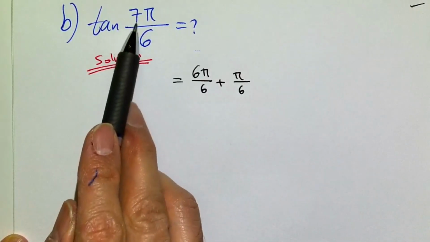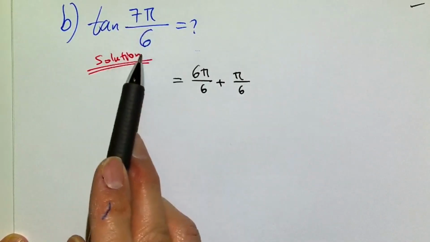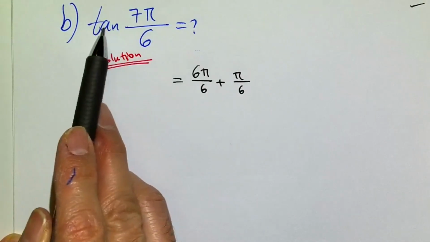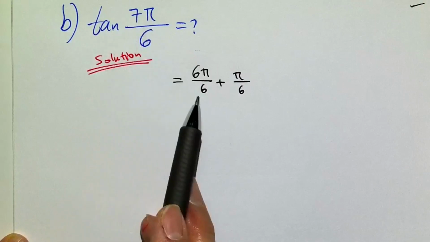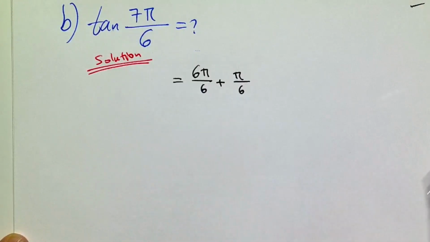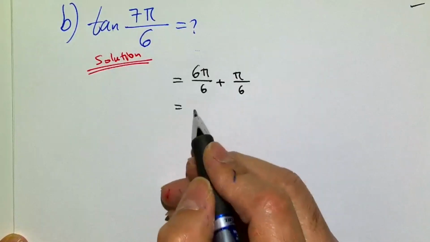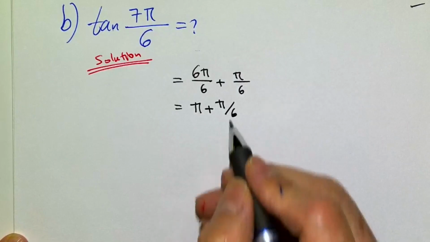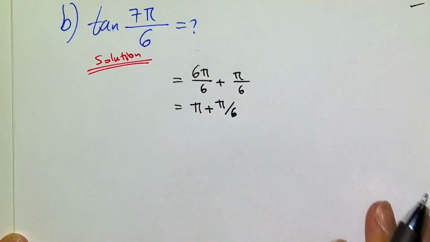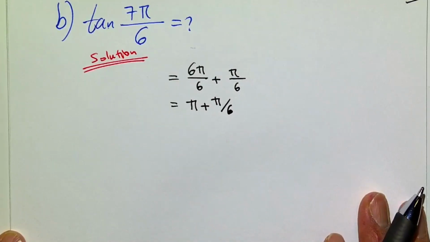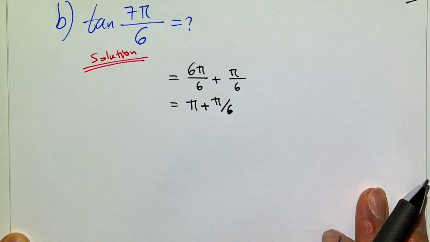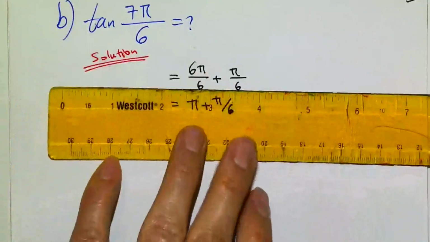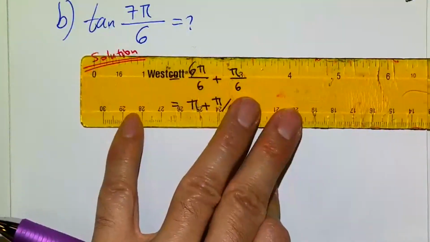7 pi over 6, I'm just breaking up the angle. And then we're going to get involved with the tangent later. 7 pi over 6, you can write it as 6 pi over 6 plus pi over 6, which is 6 and 6 cancel out. You get pi plus pi over 6. So can you see which quadrant this angle is in? I'm sure you can, if not all of you, most of you are seeing where this is. Well, if you're not sure, let's draw a graph.